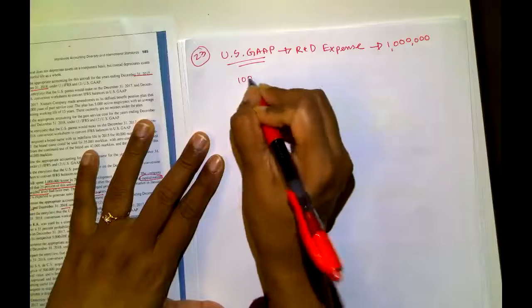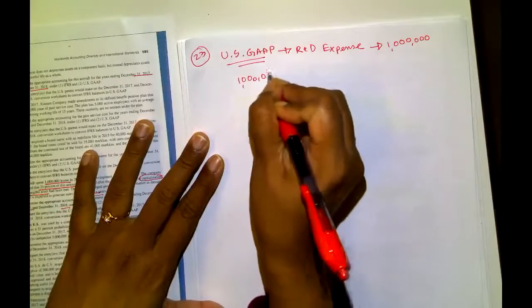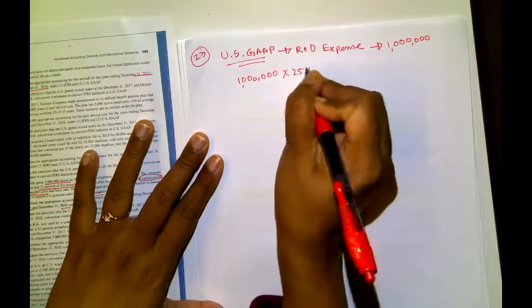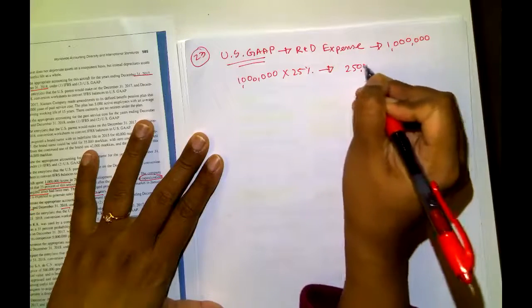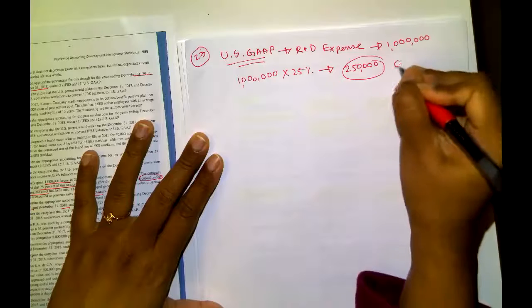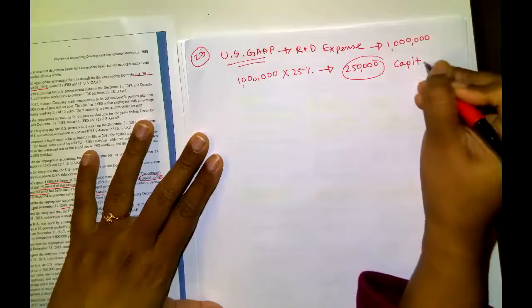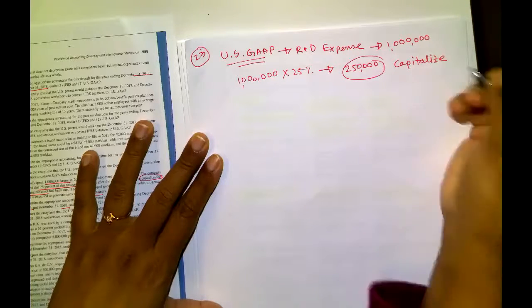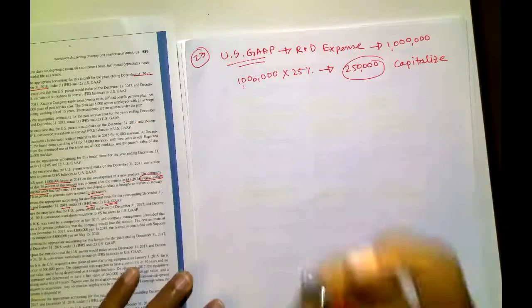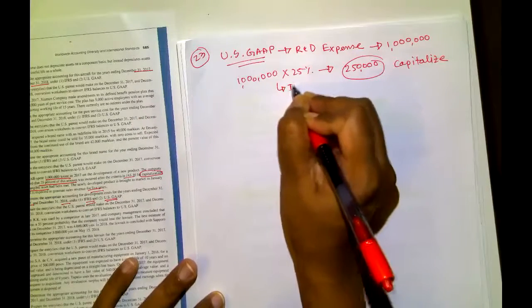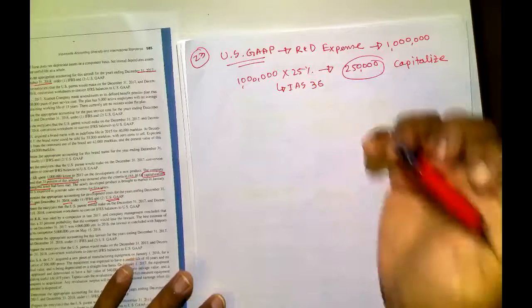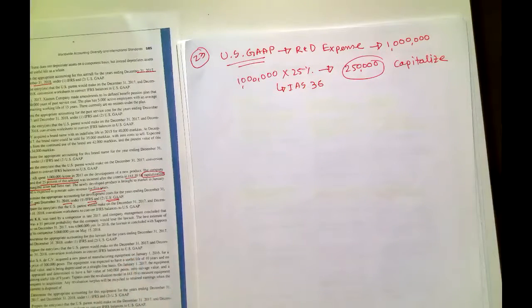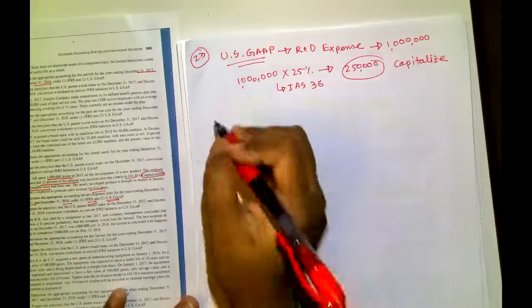Now IFRS says that out of that 1 million, 25%, which is 250,000, you can capitalize. Capitalize means you can show it as an asset. And they have one accounting standard, IAS 38. You don't need to memorize this, but according to that standard, certain criteria must be met.